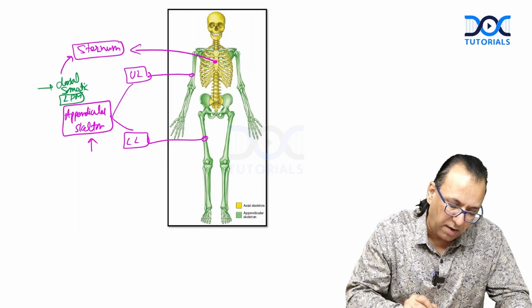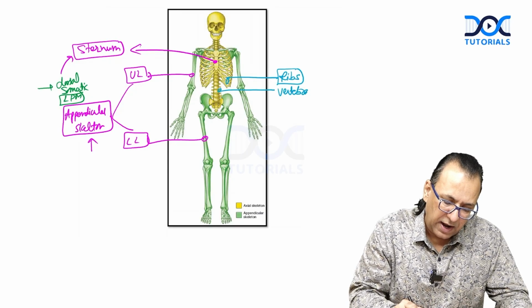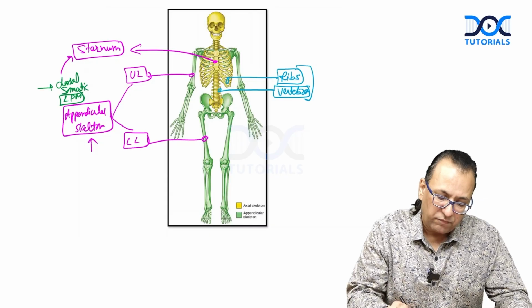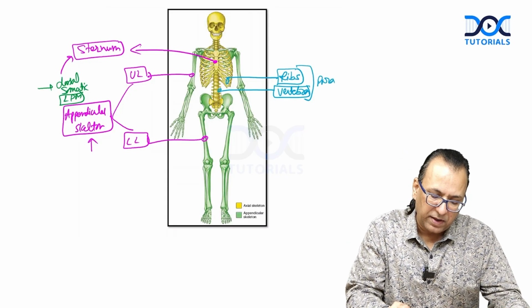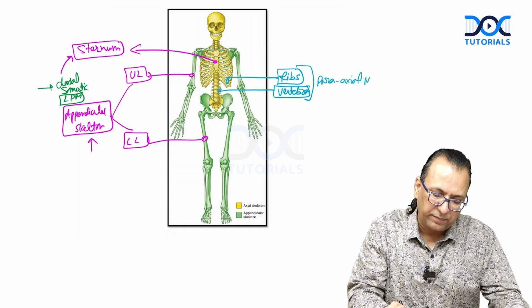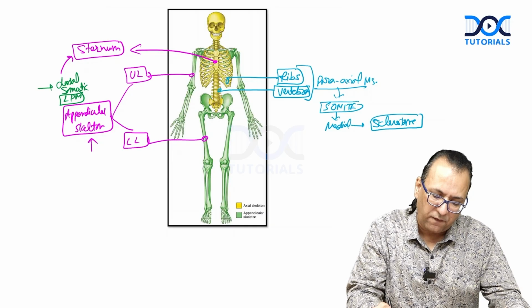Whereas if we talk about the ribs and the vertebra, where are they coming from? We have told they are on the side, paraxial. They come from the paraxial mesoderm. Paraxial mesoderm forms the somite, and the somite has one medial component, the sclerotome. It is the sclerotome which forms the ribs and the vertebra.